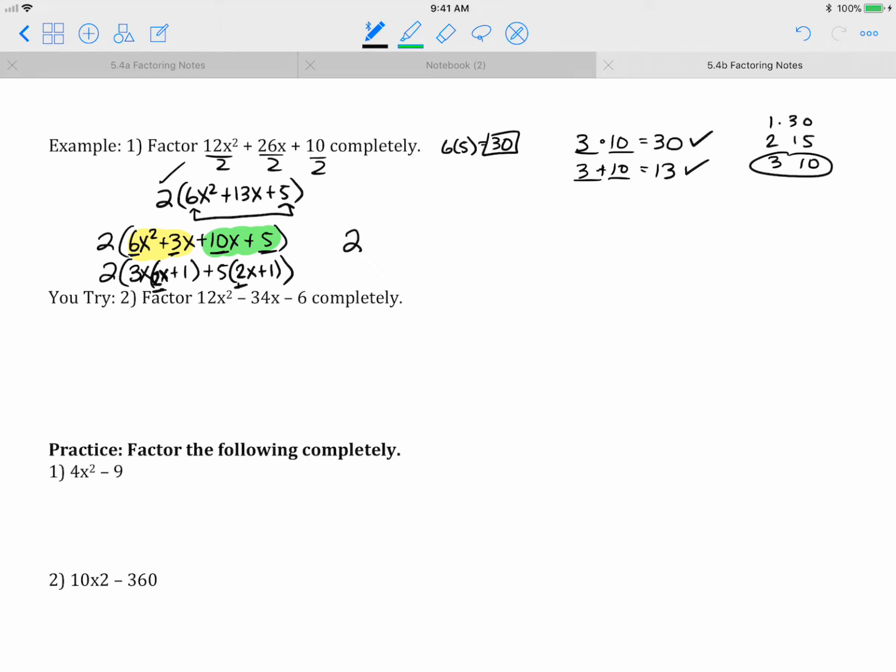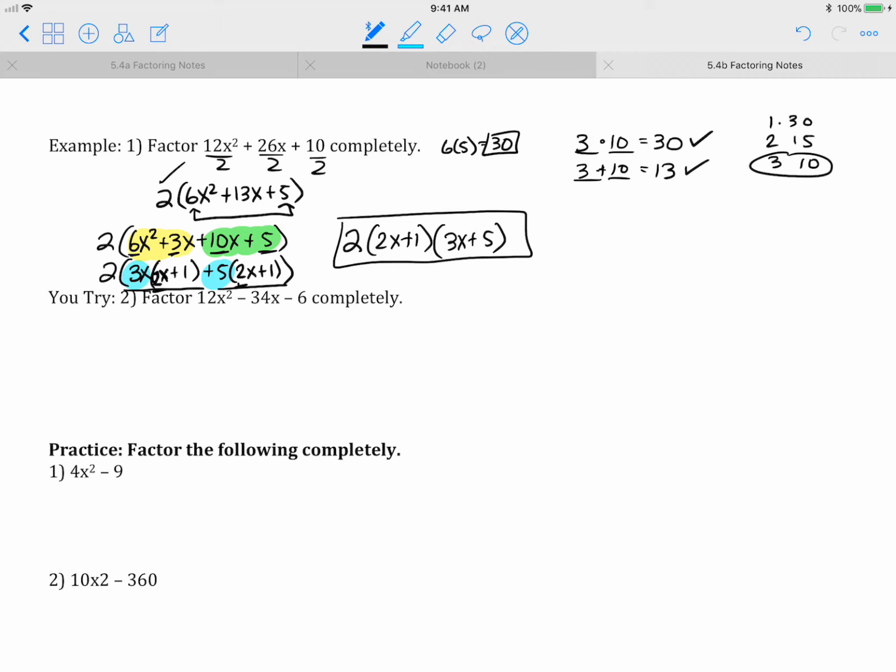So writing down our 2 on the outside, what did both of these giant terms have in common? They both had a 2x plus 1 in common, didn't they? And then what was left over after I pulled out the 2x plus 1 they both had in common? Well, there's a 3x and there's a 5. 3x and 5. And we are finally done.